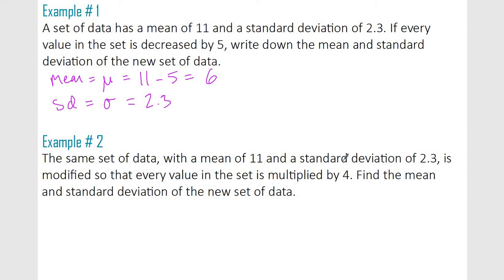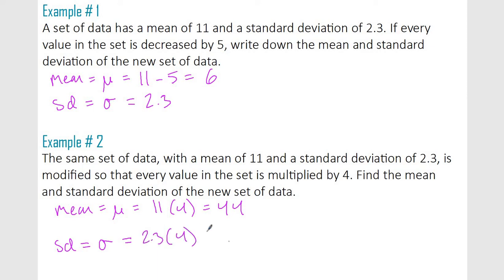All right, so with the same set of data, a mean of 11, standard deviation of 2.3, every value is multiplied by 4. So what are we going to do when we multiply by 4? Okay, so the mean is also being multiplied. So the mean is going to be 11 times 4, so 44. And our standard deviation, sorry, I like to do all the symbols. That is going to be 2.3, also times 4, which is 9.2. There you go. Easy peasy. How simple it is to show your work too, right?